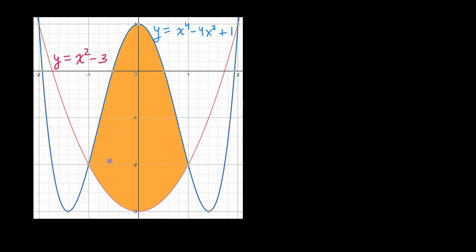So we can see over the interval where this blue area is relevant, we're going from one point of intersection to another. And it looks like it is x equals -1 to x equals 1. But we'll verify that in a second. But over that interval, it looks like the blue graph is above the red graph. The blue function is above the red function.